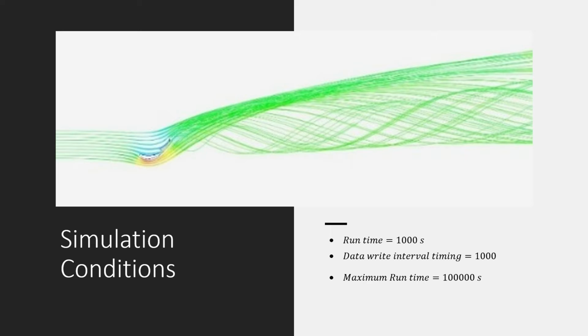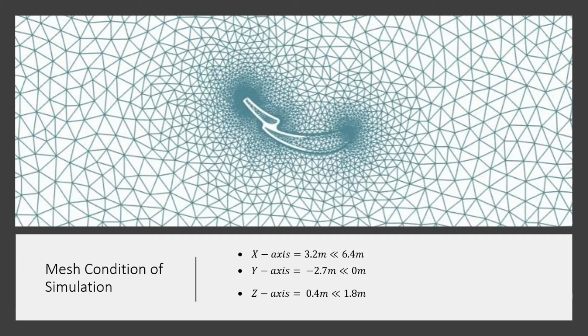So next, the simulation conditions that we have set for this simulation are the runtime of 1000 seconds and a data write interval timing of 1000. So for every 1 second that the simulation is running, one set of data will be generated. Then next the maximum runtime is 100,000 seconds.